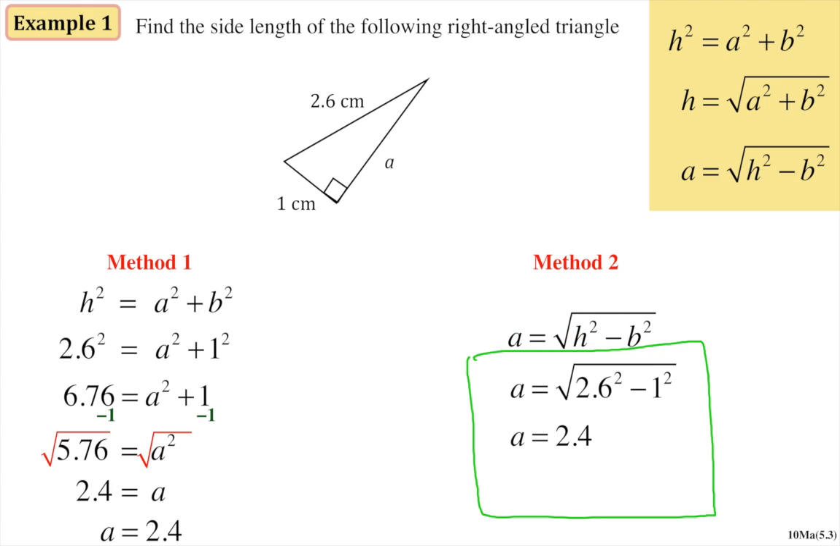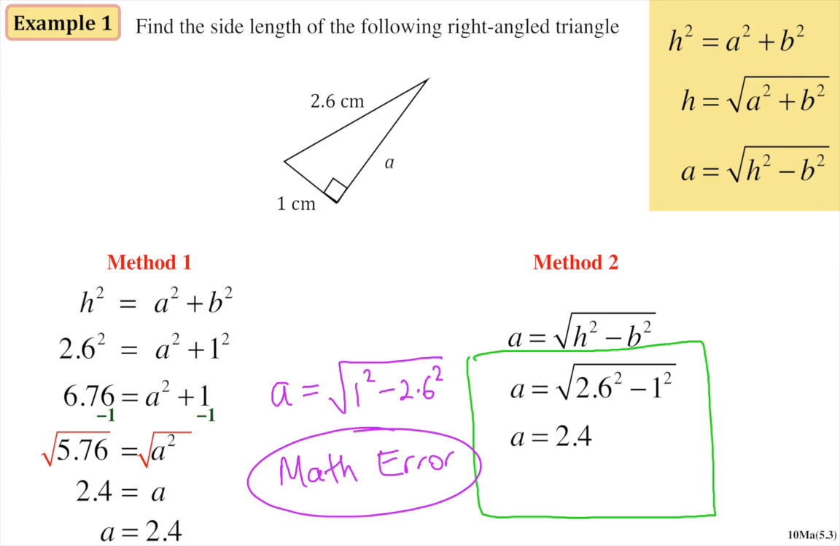Now I do need to highlight this. If you accidentally put this into your calculator as 1 squared minus 2.6 squared and got it around the wrong way, your calculator would say math error, because you can't do that. That means there's no answer to it. You've done something wrong here, and what you did wrong was put the numbers in the wrong order, because if you put that into your calculator, it's negative and you cannot take the square root of a negative number. So let's continue.